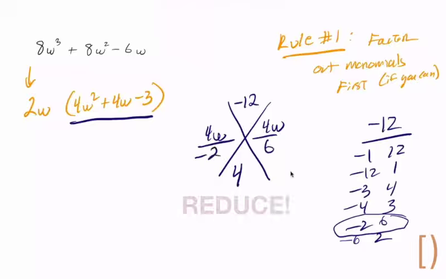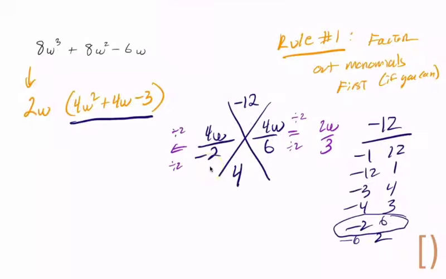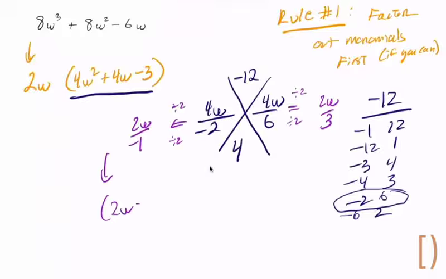Don't forget to reduce. So these divide by 2. So you get 2w over 3. Over here you have to reduce also. Now try to reduce it. Don't just divide. Reduce. Divide by 2. Because you need the fraction. So I get 2w over negative 1. And then rewrite it. 2w minus 1 and 2w plus 3.